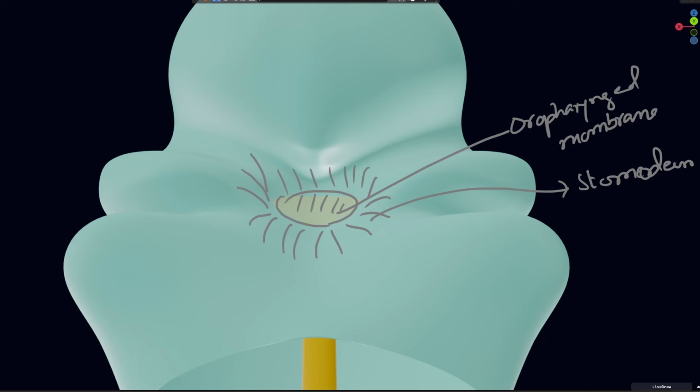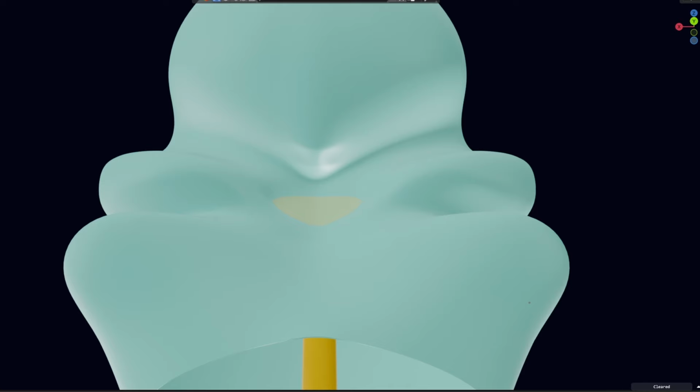Now, some people actually confuse these two terms, because in textbooks the same area is marked as oropharyngeal membrane, and at other places that same area is marked as stomodeum. So here let me explain to you that oropharyngeal membrane is not stomodeum. These two are different structures. Let me explain this by drawing a very simple diagram here.